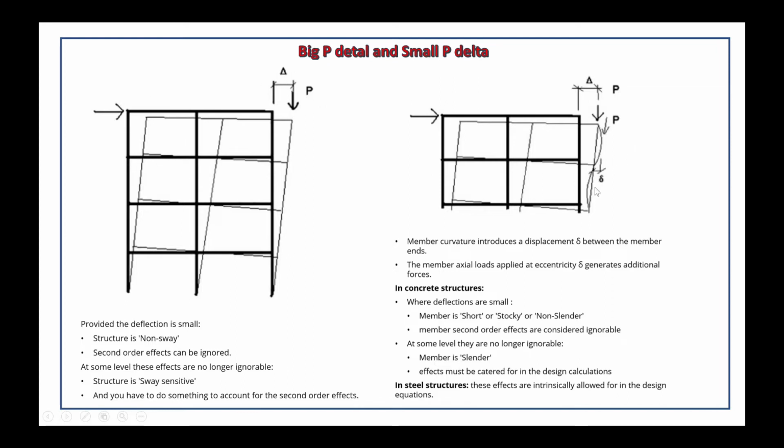For small delta, you talk about the local member, a wall or a vertical member or a column, a long column, or a member with slenderness. So we will focus on the long member. In a long column affected by slenderness, we focus on small delta.